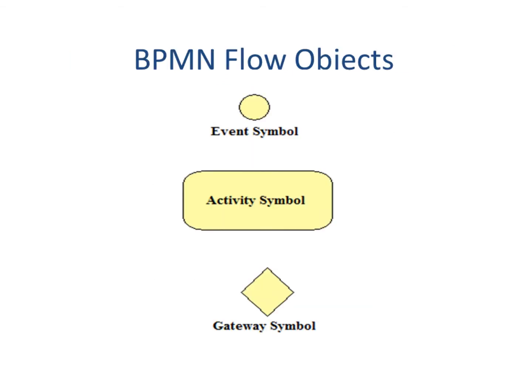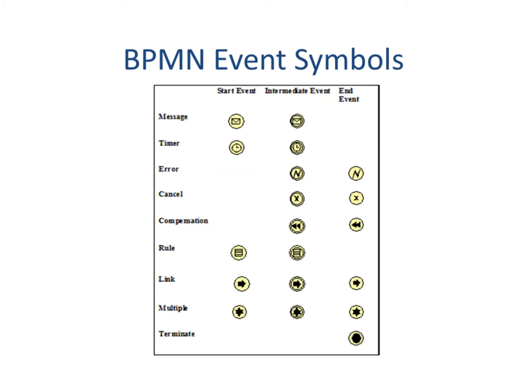Flow objects are the main graphical elements of the diagram and consist of the event, activity or process, and gateway symbols. An event symbol is used to indicate something that occurs during the course of a business process and which affects the flow of the process. There are three types of events: start events, intermediate events, and end events. Each event type may have a trigger, that is, a determination for the cause of the event. Each event trigger has a unique appearance to indicate the trigger type.